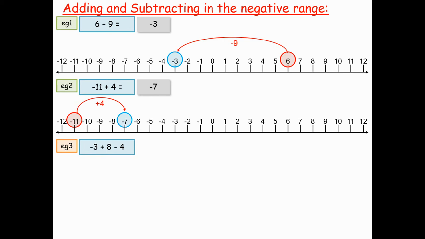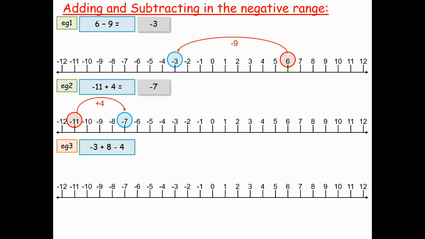Minus 3 plus 8, then minus 4. So how can we do this using our number range? Well, we start off at minus 3. I add 8, so I go 8 steps to the right, okay? And I get 5. So you can count minus 2, minus 1, 0, 1, 2, 3, 4, 5. These are 8 steps to the right, and you get 5.